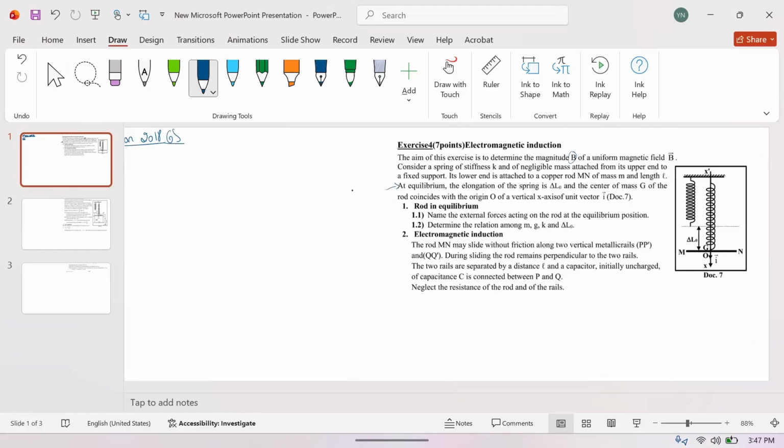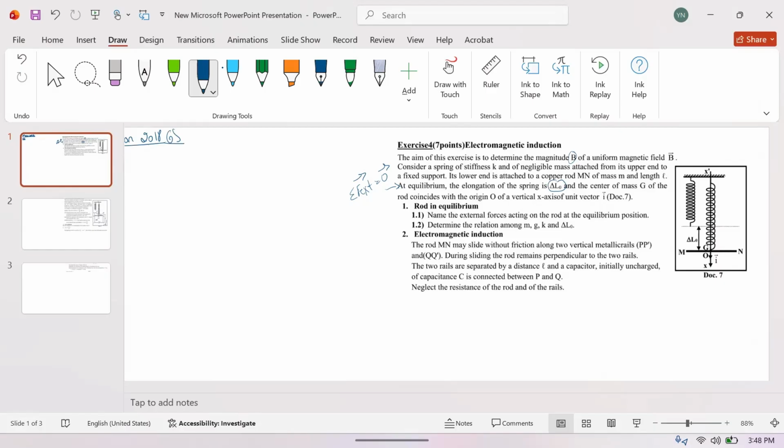At equilibrium, that means we have all the forces equal to 0. The elongation of the spring is delta L0, and the center of mass G of the rod coincides with the origin O of a vertical x-axis of unit vector i. So we have an x-axis that is going vertically downwards, okay? And if we have anything that is going in the opposite way of that, it's considered negative.